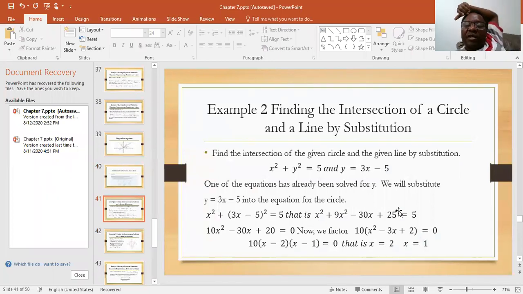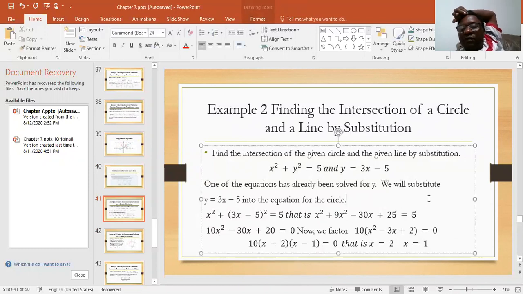Example, we have two equations here. The first is the circle x squared plus y squared equals to 5. And the second is the line y equals to 3x minus 5. So we may just replace the value of y into the equation and get x squared plus (3x minus 5) squared equals to 5. And expanding this will lead us to 10x squared minus 30x plus 20 equals to 0. So we can factor this to get 10 times (x minus 2) times (x minus 1) equals to 0. That is x equals to 2 or x equals to 1.